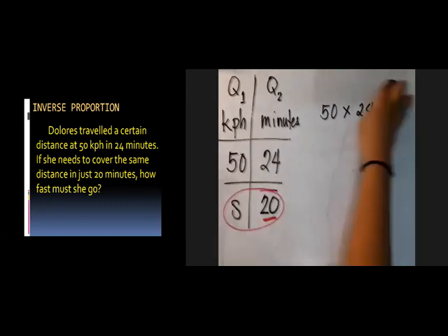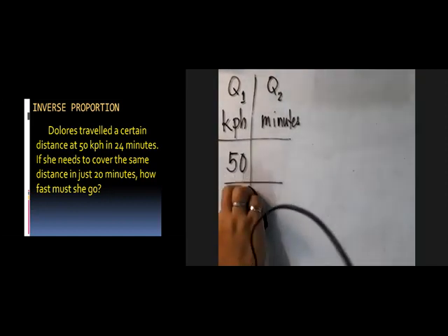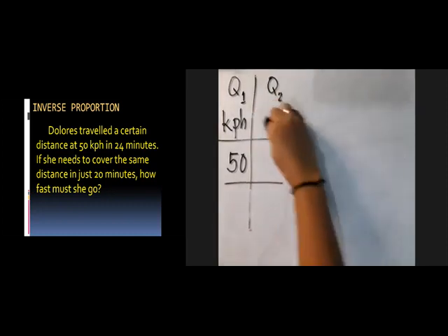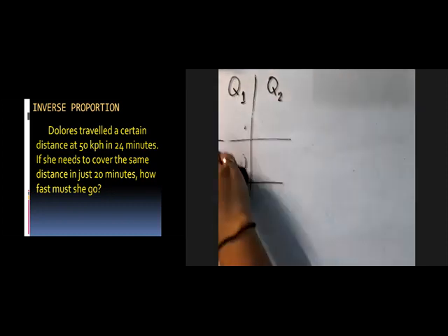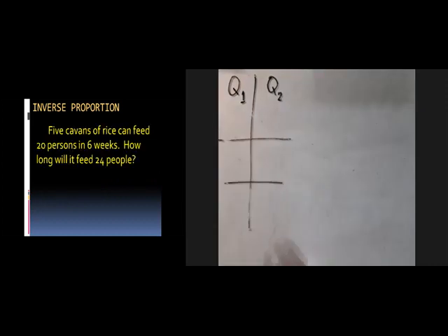Now, let's have a third problem for our inverse proportion. Okay. This third problem has something to do with consumption rate. Okay? Kasi may supply tayo. 5 kavans of rice can feed 20 persons in 6 weeks. How long will it feed 24 people?